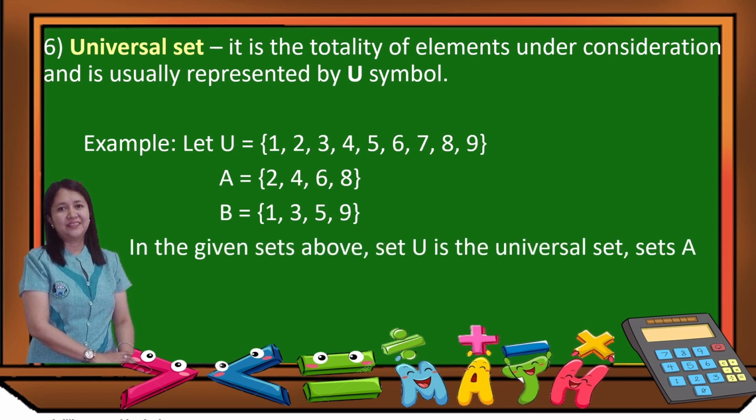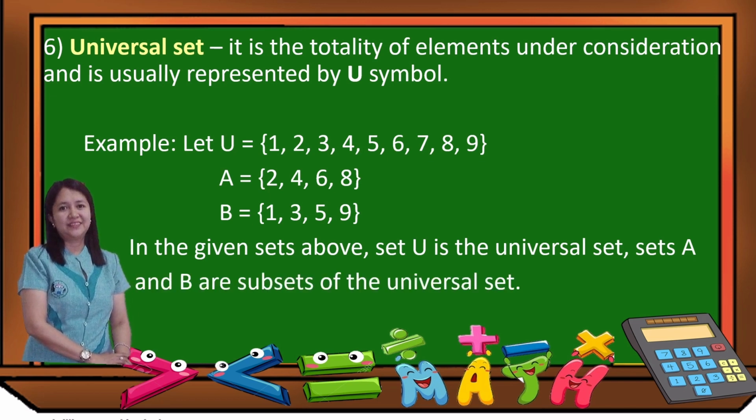In the given sets above, set U is the universal set. Sets A and B are subsets of the universal set. So when we say subset, you can find set A inside the universal set, and you can find set B inside the universal set.